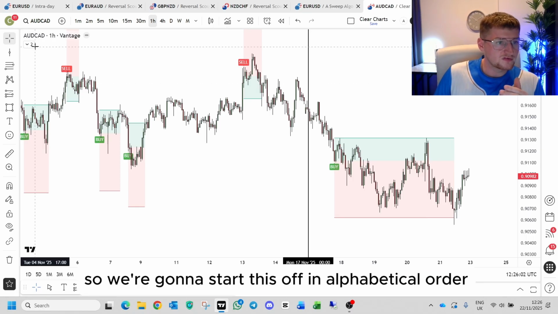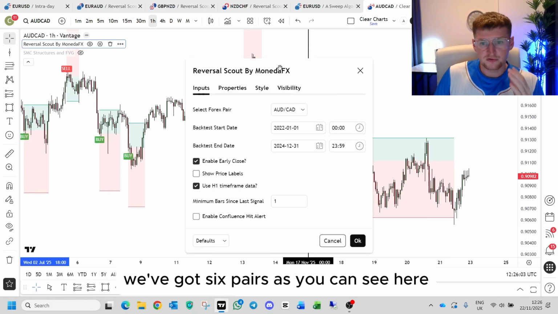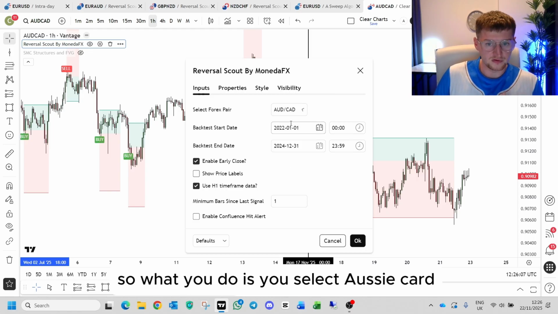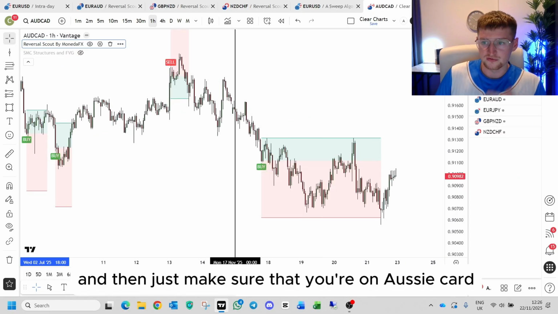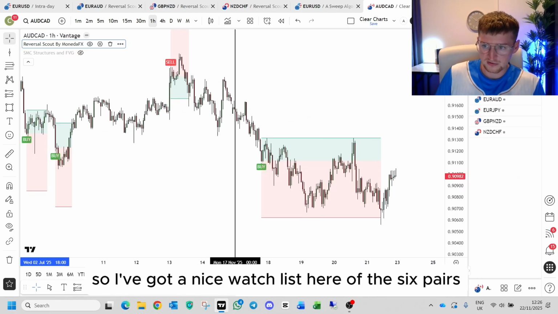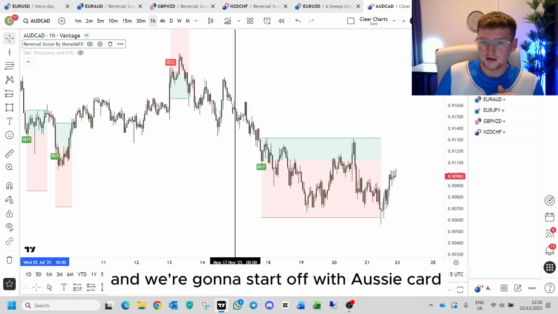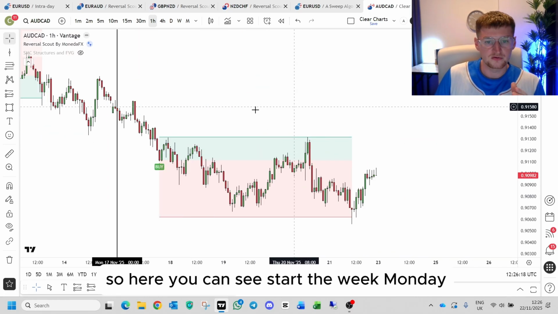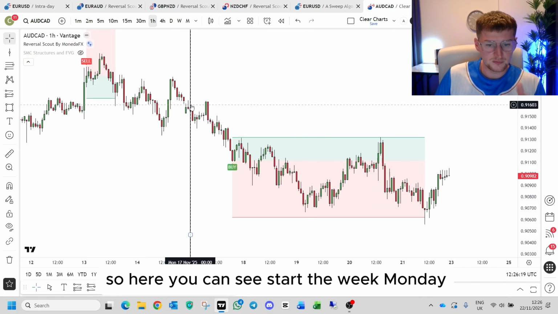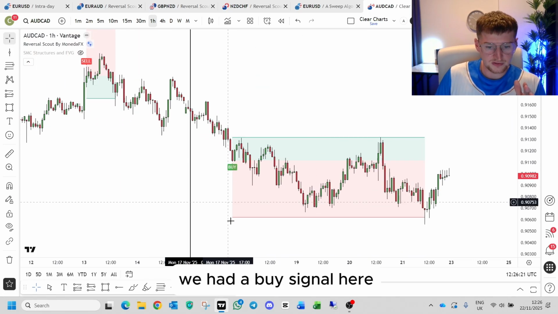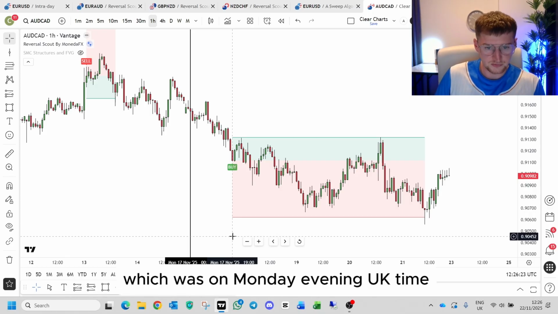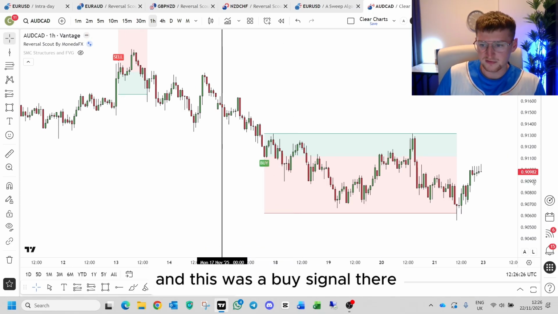We're going to start this off in alphabetical order. We've got 6 pairs, as you can see here, and we'll go through them top to bottom. So what you do is you select Aussie CAD and just make sure that you're on Aussie CAD. I've got a nice watch list here of the 6 pairs, and we're going to start off with Aussie CAD. Here you can see start of the week Monday. We had a buy signal here, which was on Monday evening UK time.